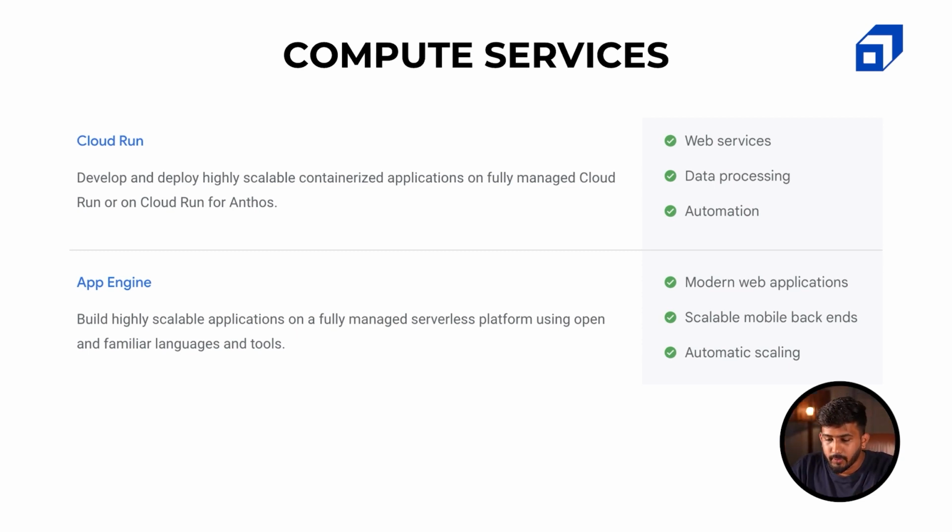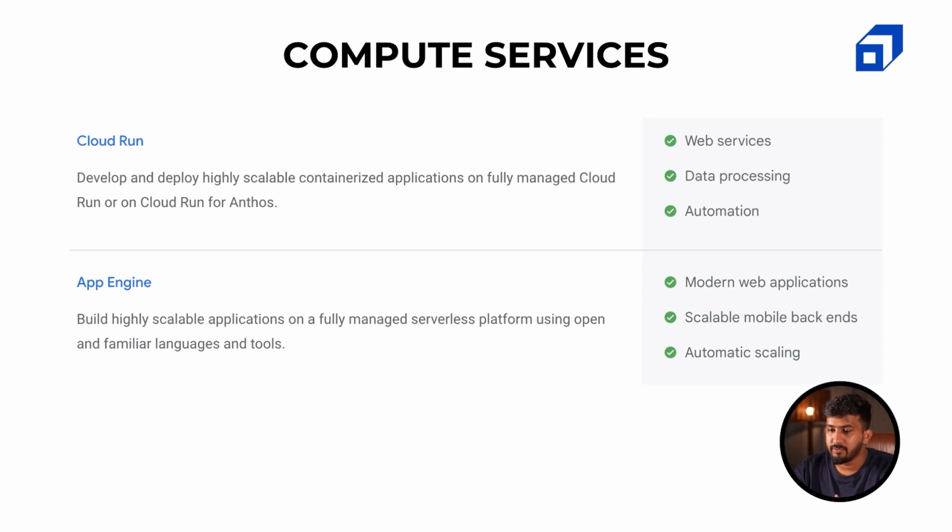Next, coming to Cloud Run. App Engine is a fully managed serverless platform. Similarly, Cloud Run is also a fully managed service, but this is for containerized applications. For example, containerized applications running on Docker, and in this case you can see Cloud Run for Anthos. There are certain services, or you can create and run various microservices on top of it. Cloud Run can be used for web services, data processing, and automation, and App Engine can be used for modern web applications, scalable mobile backends, and automatic scaling. So these are platform as a service.